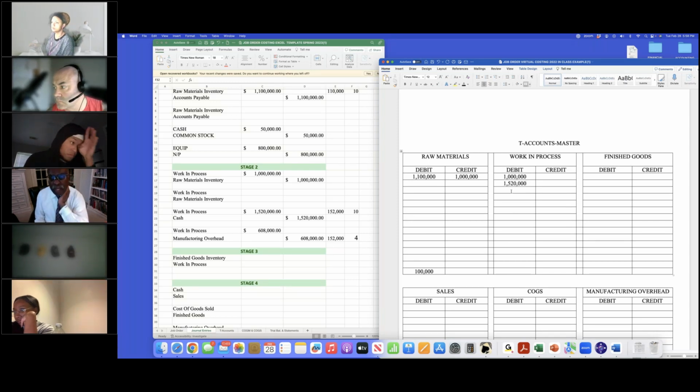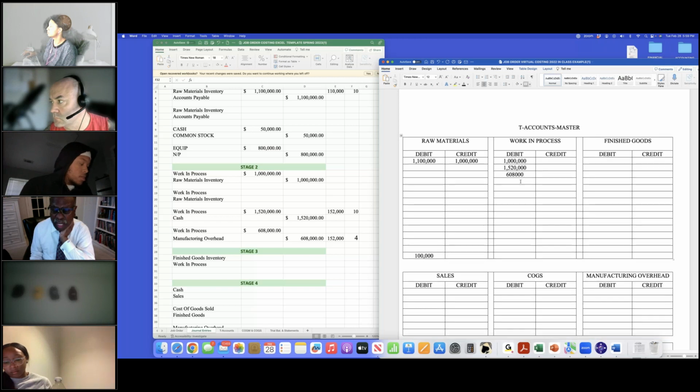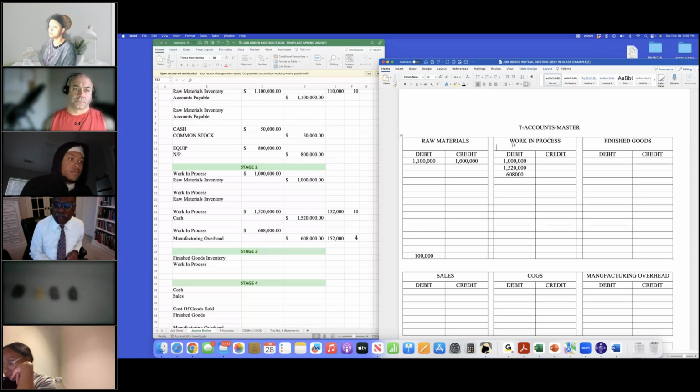So whenever something impacts these manufacturing accounts, we're putting them in here. Now we know we eventually get back to debits and credits and all of the posting, but just concentrating on these. So look at what we have here now: 1,520,000, 608, and we're supposed to make how many? 50,000. We're supposed to make 50,000. How many did we actually make? 40,000.